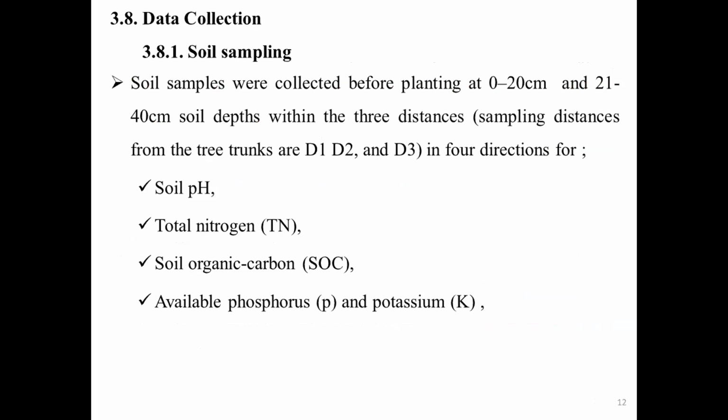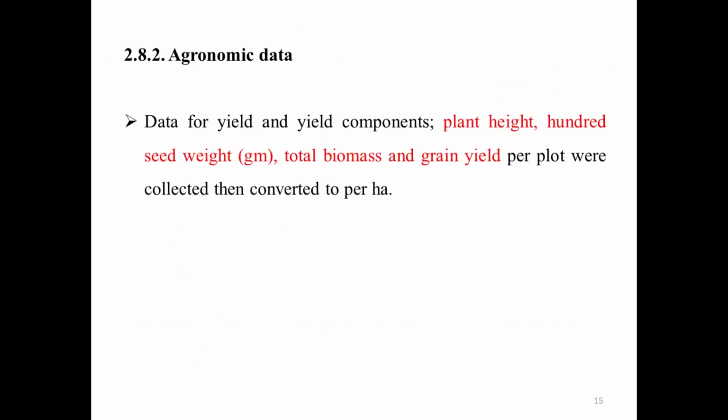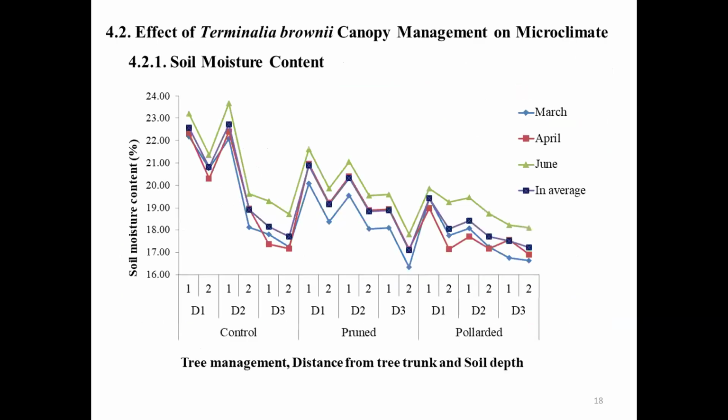When we come to the result part, the first one is microclimate. The highest soil moisture content is found under the control tree and in the open near the edge of the tree, because that plot has no competition and minimum evapotranspiration. Due to this, the highest moisture content is found here.